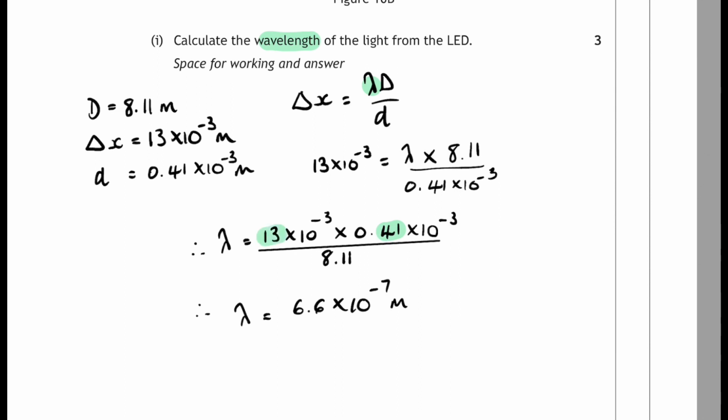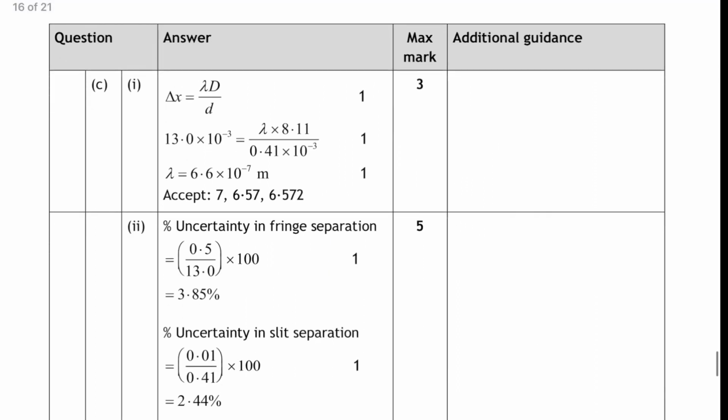I'm rounding my answer to 2 sig figs because the measurement with the lowest number of significant figures in the question was 2 significant figures, although you wouldn't be penalised if you gave your answer as 657 nanometres.